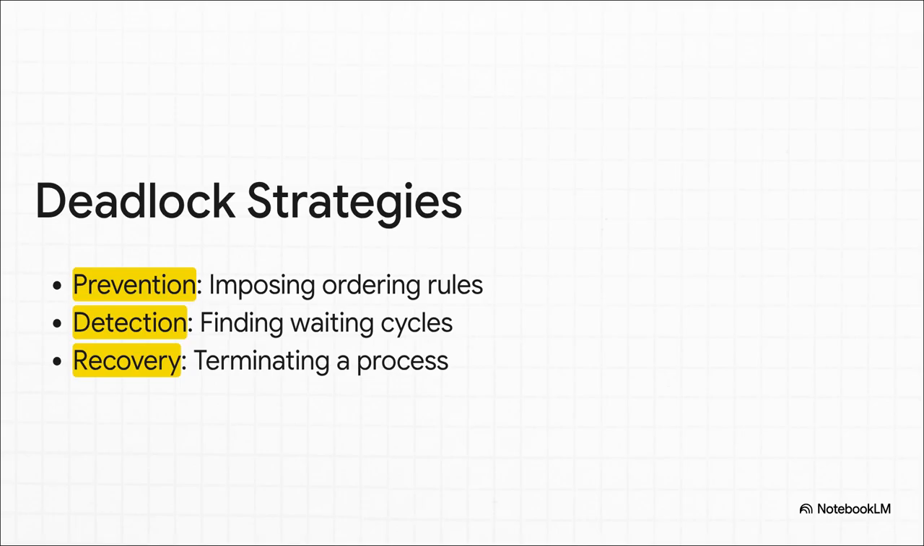So, how exactly does the OS play the hero and fix this mess? Well, it relies on 3 main strategies. First up is prevention. The OS might impose strict ordering rules on how resources are requested in the first place, so a circle can literally never form. Second is detection. The OS actively monitors the system, hunting for these waiting cycles. And third is recovery. If a deadlock actually happens and gets detected, the OS has to break it. And that usually involves stepping in and forcefully terminating one of the stubborn processes just to free up those resources.